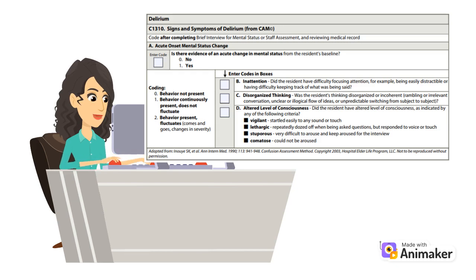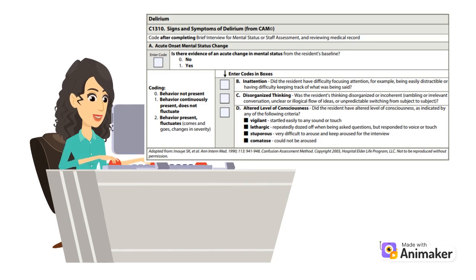So at the bottom of section C, there is the CAM assessment, which is looking for signs and symptoms of delirium. So this is an assessment for symptoms. It doesn't diagnose, although it can be related to other diagnoses. So you don't code based on what you think should be present, but what symptoms the resident is actually displaying in the 7-day look back period.